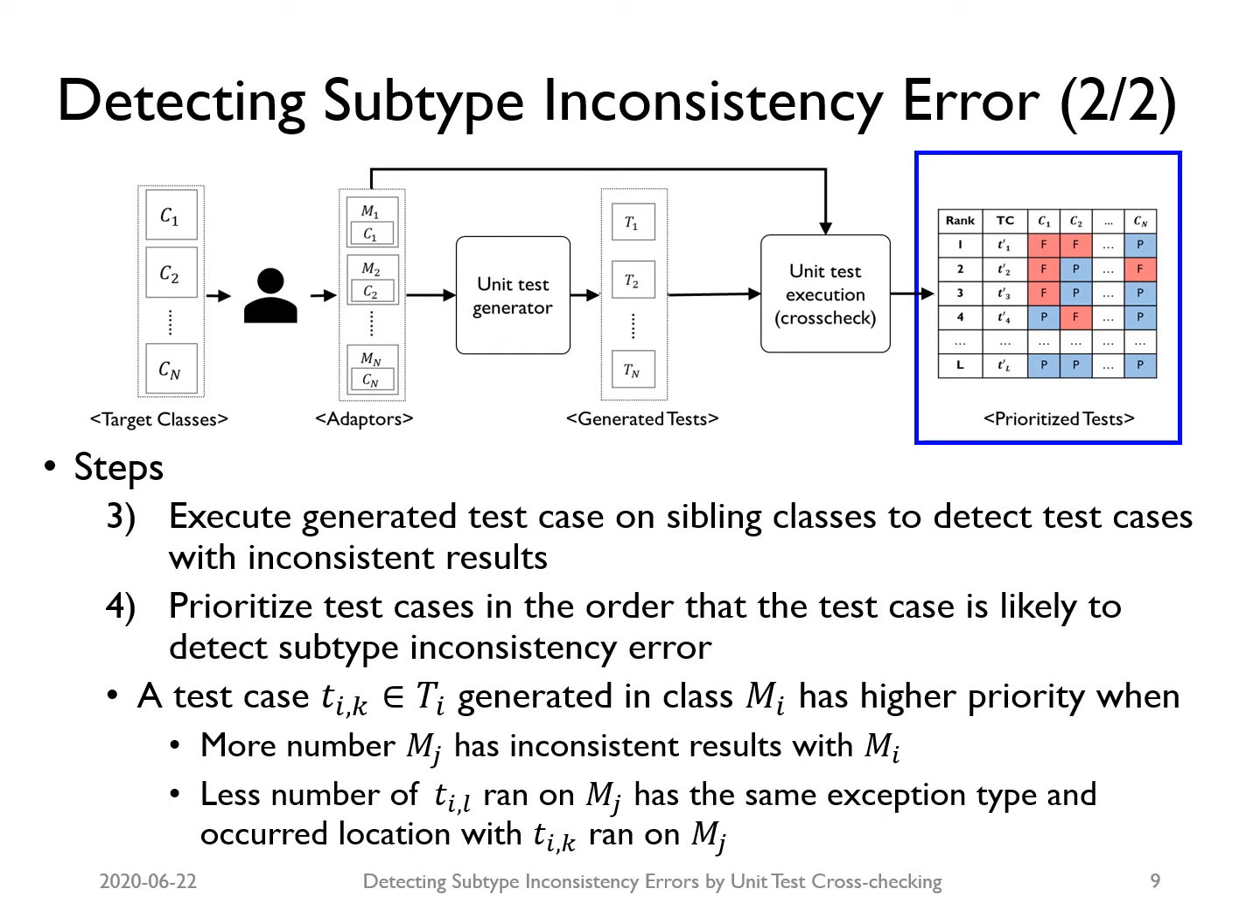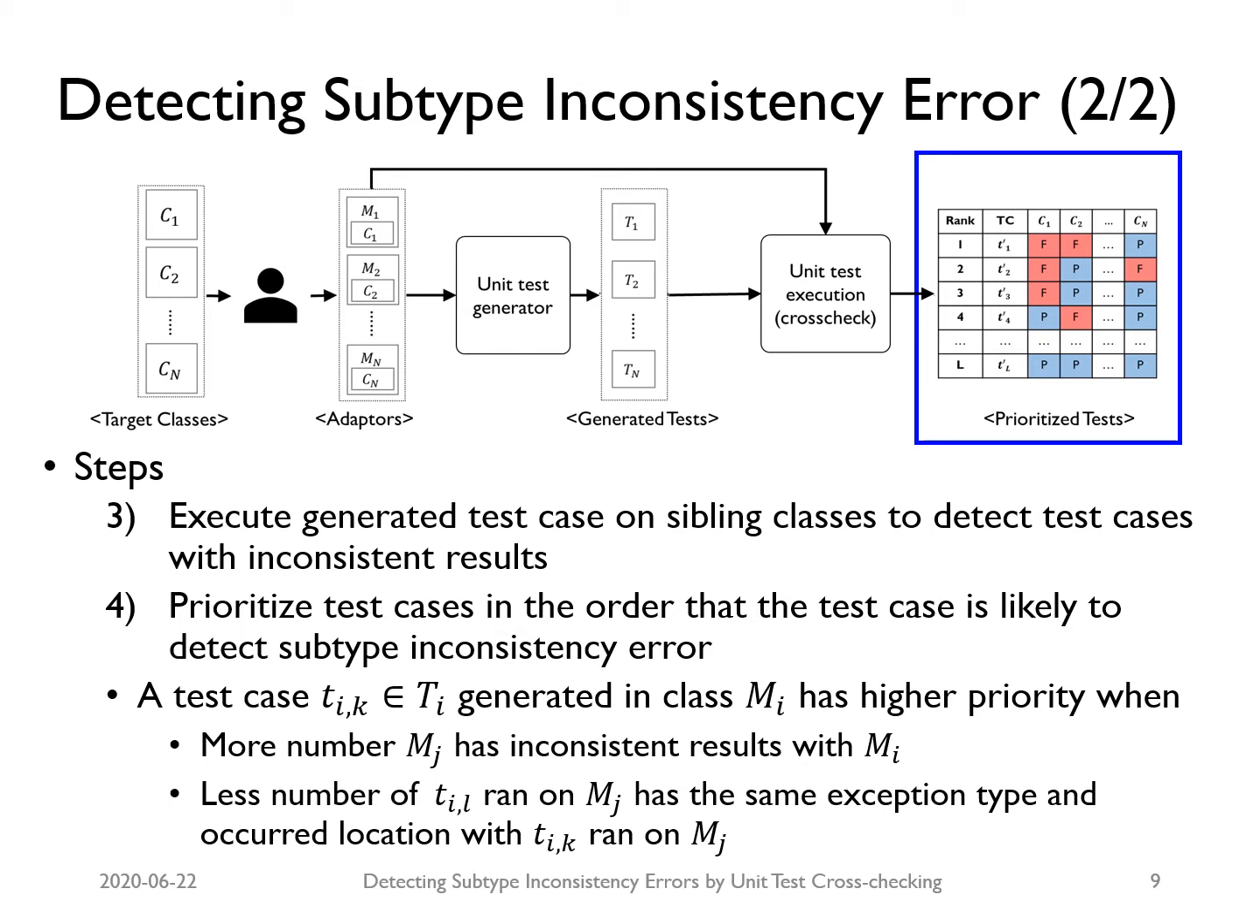The priority of a test case is higher when, first, the number of sibling classes that show a result inconsistent with the original test result is higher, and second, when a smaller number of test cases generated in the same class have failed with the same exception type and the same exception location as the target test case.